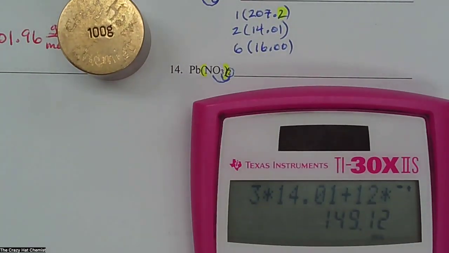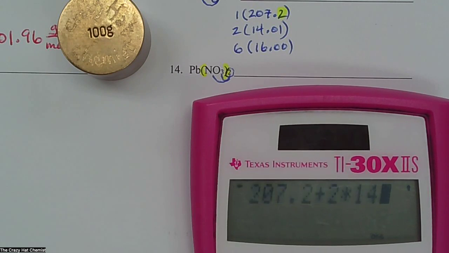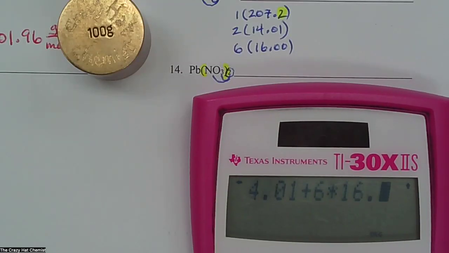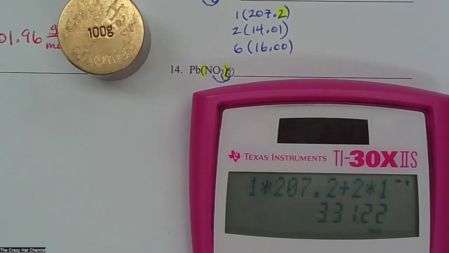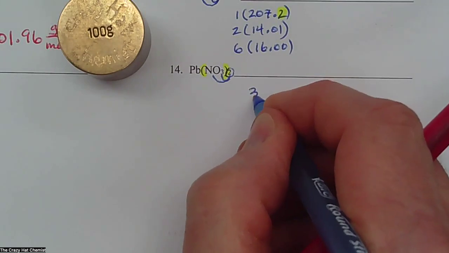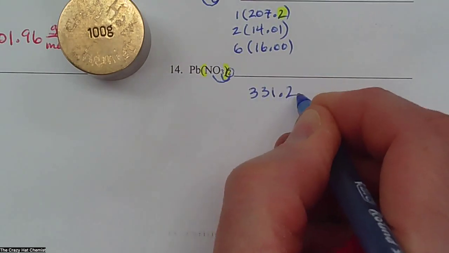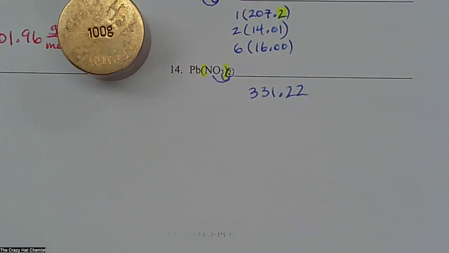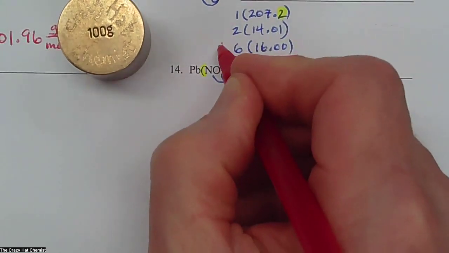So here we go in our calculator. What do we have? 1 times 207.2 plus 2 times 14.01 plus 6 times 16.00. What do we get? 331.22. That's in my calculator. So we're going to write that number down, 331.22.